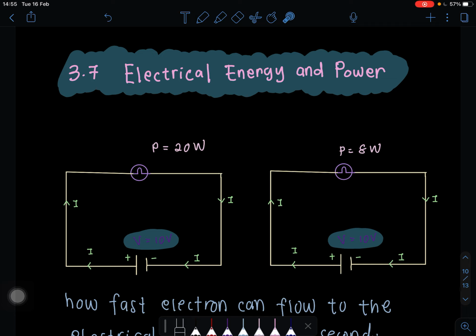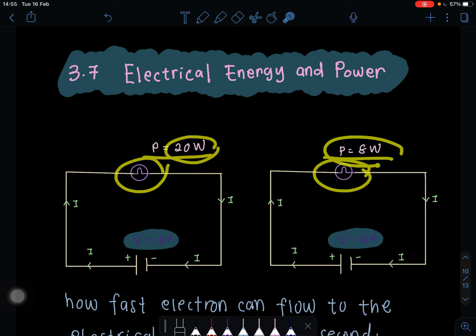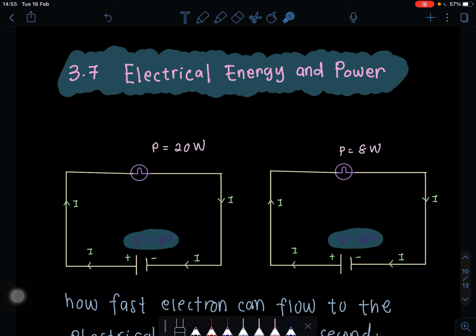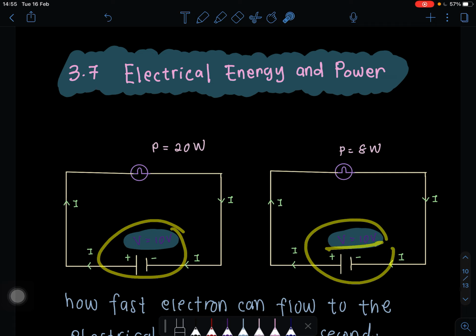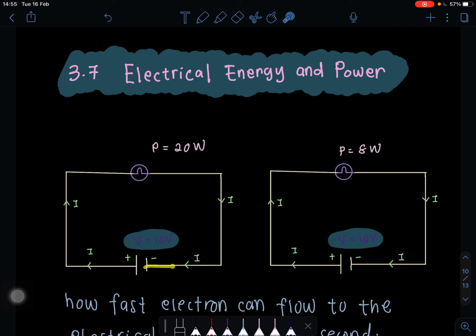Okay, first of all, let's say we have two bulbs here with different power ratings. One is 20 watt, the other is 8 watt. But they are both connected to the same value of power supply, which is 10 volt. So when they are connected, electrons will flow throughout the circuit and the bulbs will light up. So the bulbs will be on. But since they have different power, right?